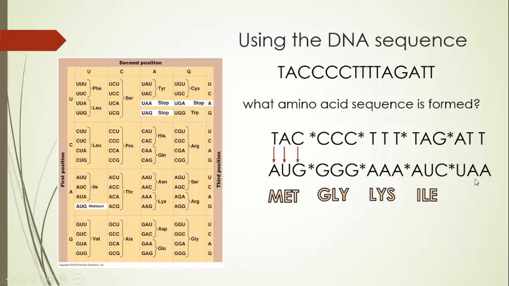And then I'm going to look for UAA. So I come up here to the U's, and oh, there's UAA. That's a stop codon. So there's no amino acid. It just signals the end of my amino acid sequence.